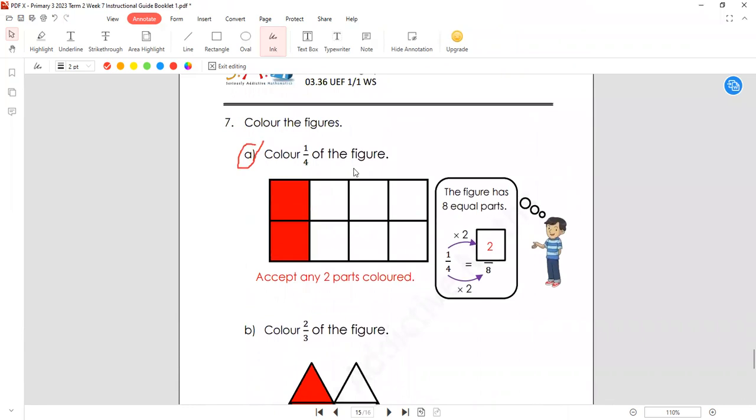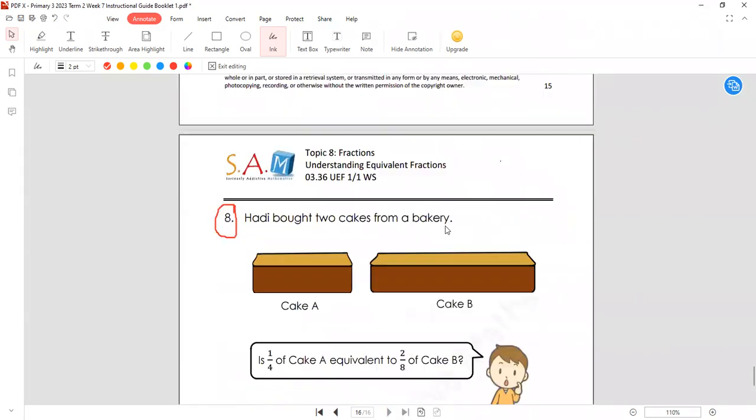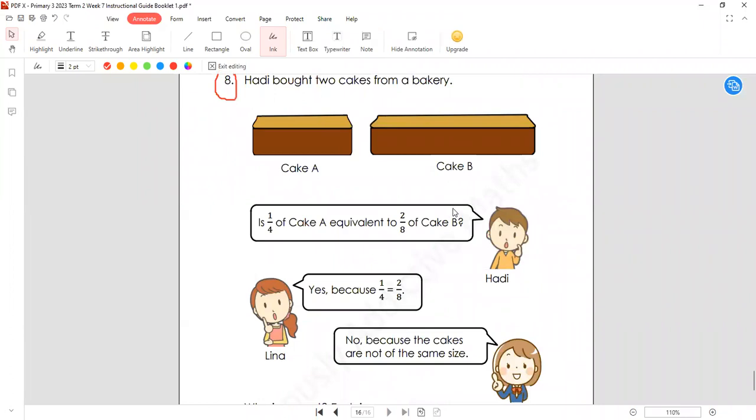Color 1/4 of the figure. So to do this, ask them about the equivalent fractions, right? So 1/4. Now, the figure here has how many parts? 8 parts. Right? So it's multiplied by 2. So 1 times 2. Right, 2 out of 8. So they need to shade 2 parts there. Okay? And last question, question 8.